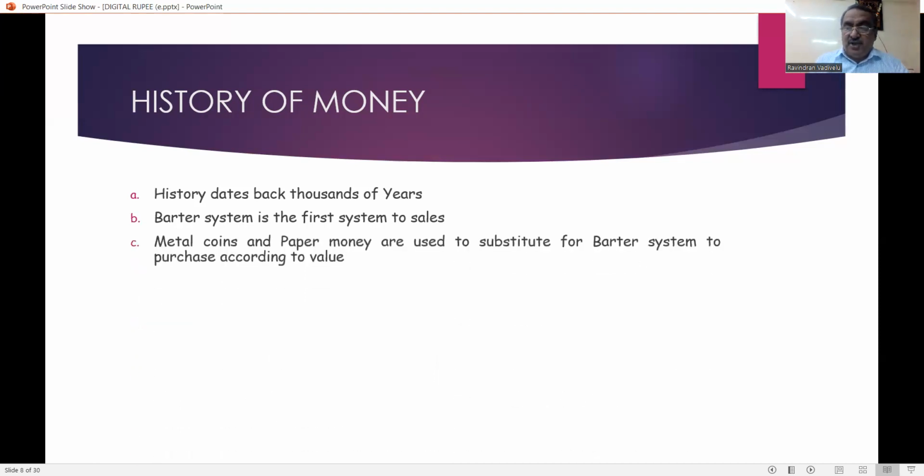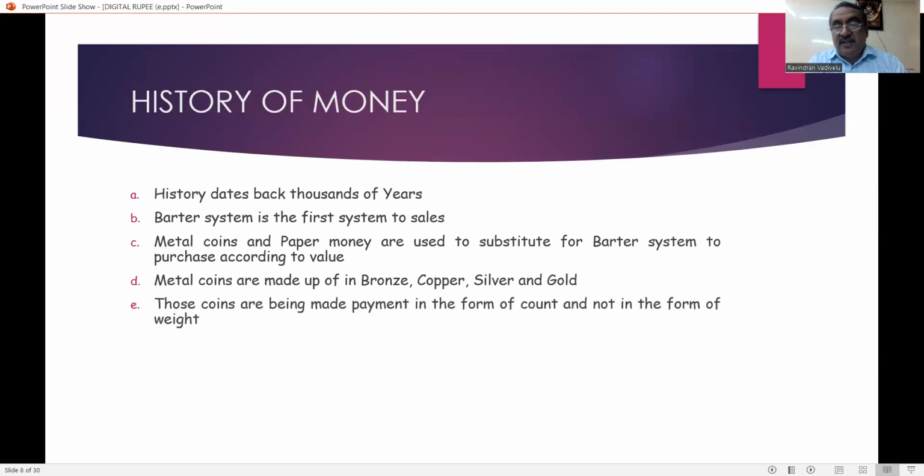Then that was substituted by metal coins and paper money. When the government substituted metal coins and paper money, slowly the barter system went out of the system. Now, these metal coins are made of bronze, copper, silver, and gold. And these coins were used for payment by count and not by weight.